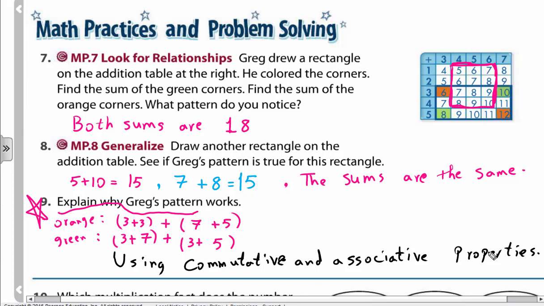We change the order. We take this 3 and move it down here, move it to the other group, and we moved the 7 from the second group to the first group. That's all. We changed places. Here we changed places for the 3 and for the 7 also. Any problems, my heroes? Can you find the pattern? Can you understand why this pattern is always true? Any problems?